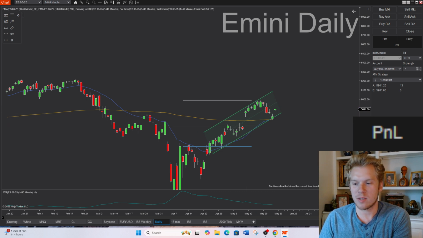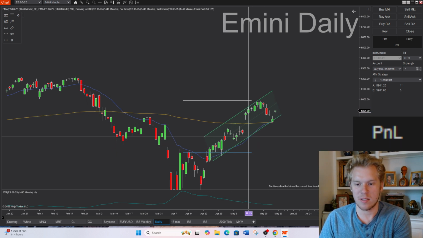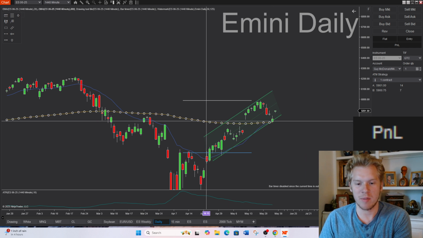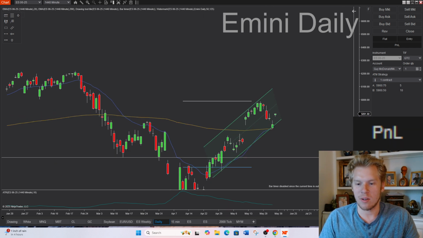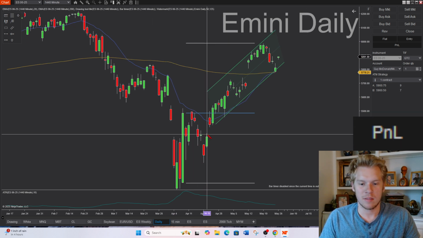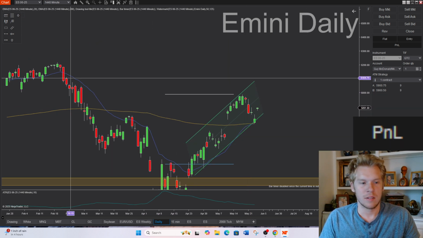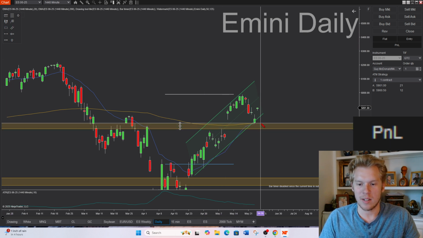And what is the direction? Well, we have this channel pointing up. We have the moving average that's pointed up. We have the 200 moving average that we're now above. We have gaps that are open. We have a gap here. And we have a gap here that we've not fully been able to pull back and test yet.